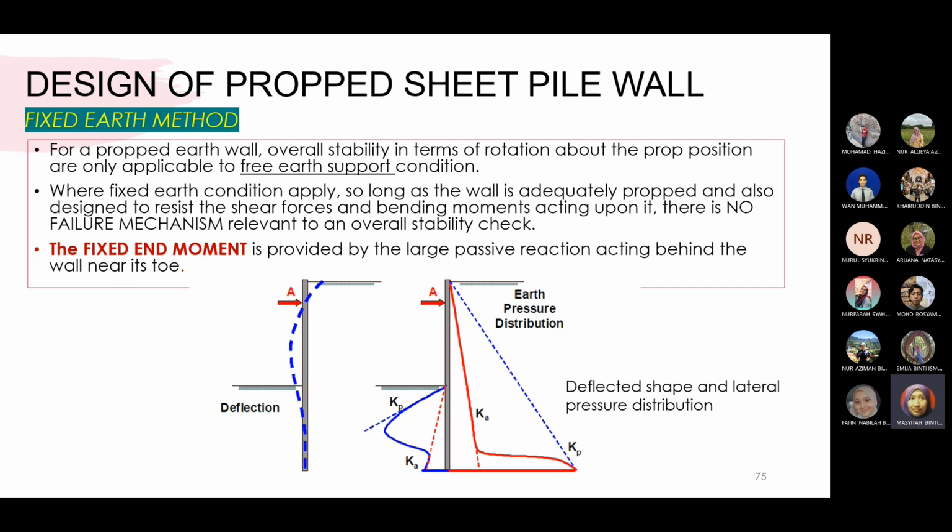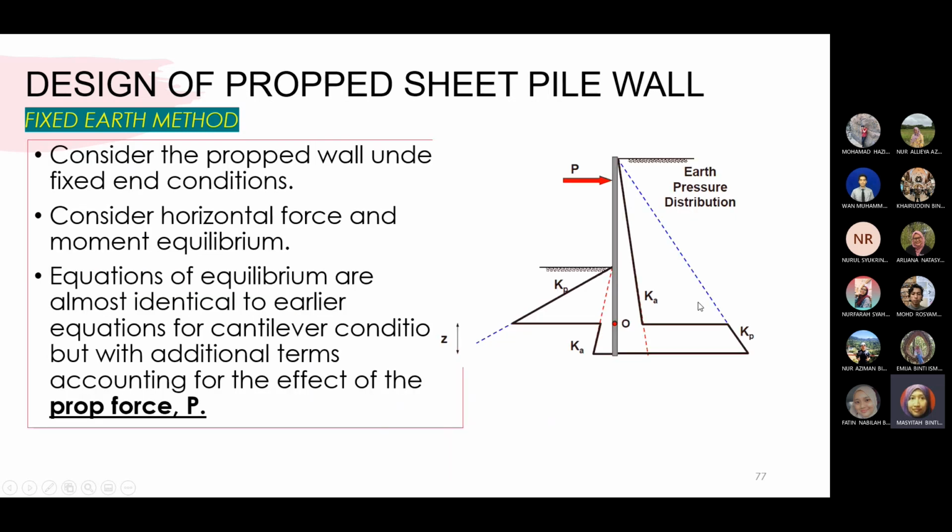Okay, what are other things? For a propped earth wall, overall stability in terms of rotation about the prop positions is only applicable to the free earth support conditions. Where the fixed earth condition applies, so long as the wall is adequately propped and also designed to resist the shear forces and bending moments acting upon it, there is no failure mechanism relevant to an overall stability check. So the fixed end moment is provided by the large passive reactions acting behind the wall near its toe. So same as the explanation just now. Okay, consider the propped wall under fixed end conditions.